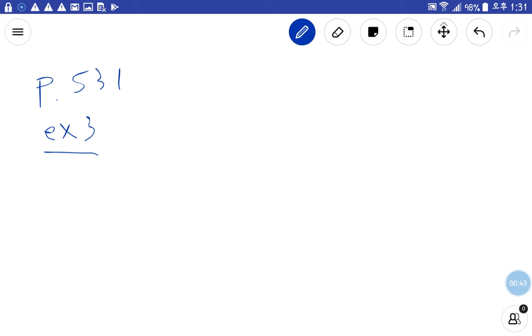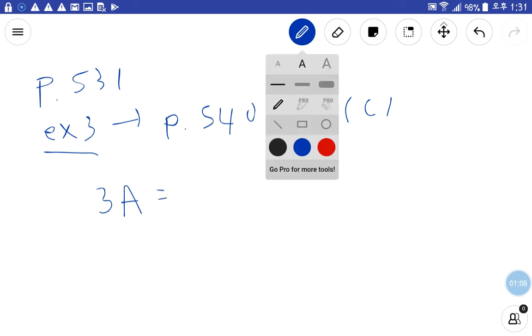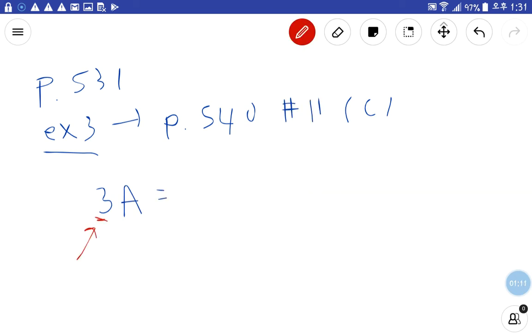As you guys see, example 3 is complicated, so I'm going to use number 11, C on page 540 instead of doing it. Please look at your book, page 540, number 11, C. My question is 3 times A. I can call my 3 the scalar.